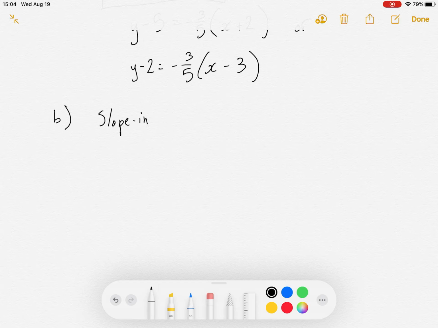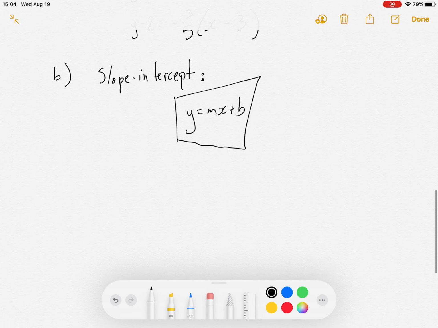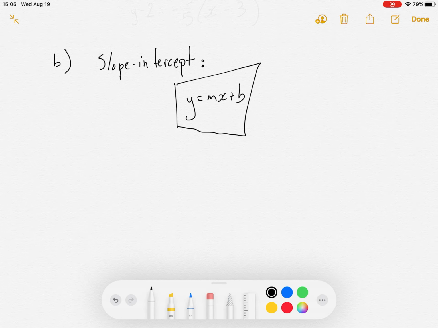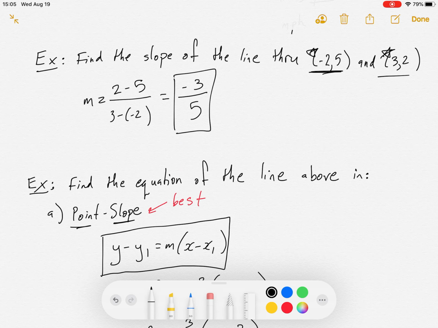Okay, the next one is called slope-intercept. And this is your sort of classic y equals mx plus b. So you can also write that down if you've forgotten that one, although that might be pretty well remembered at this point. Now the problem with this is usually we're not actually given b. If you remember what b is, this is the y-intercept of the line. And take a look at this information I gave you. I didn't actually give you a y-intercept, I just gave you 2 points.